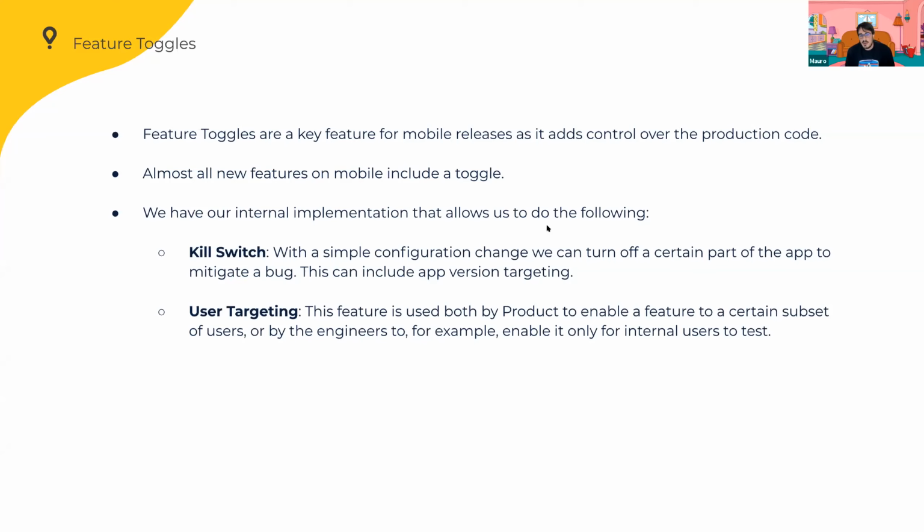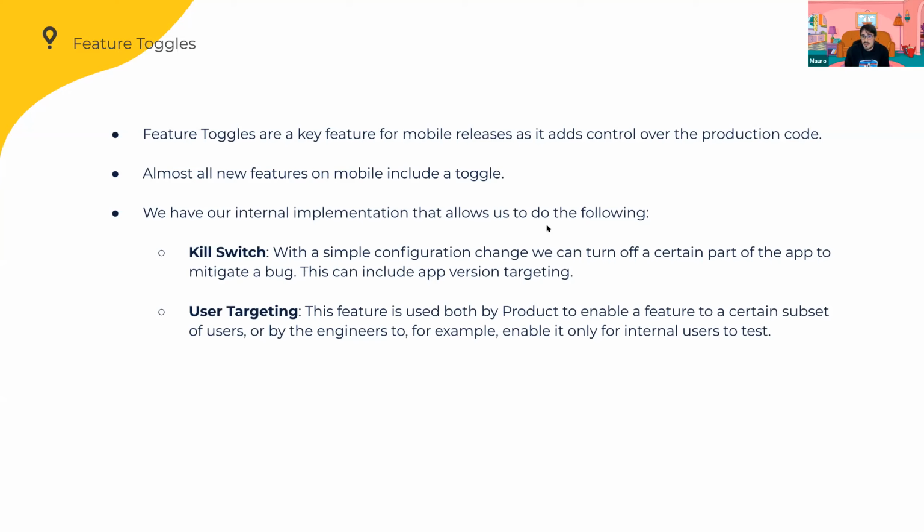And actually, I would say that the biggest two features that this might provide for mobile is actually, as I said, the kill switch. So with a simple configuration change, we can kill or turn off a certain part of the application to mitigate maybe a bug. And this can, for example, include app version targeting or country targeting. So we are able to identify the group that already has this issue, we can turn it off there. Also, there's user targeting, as I said.